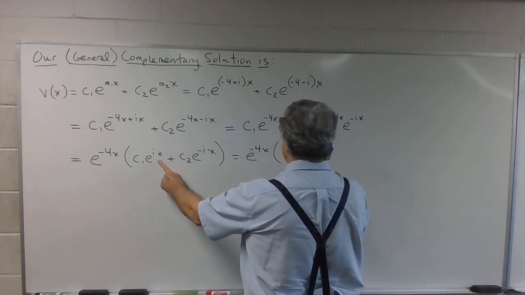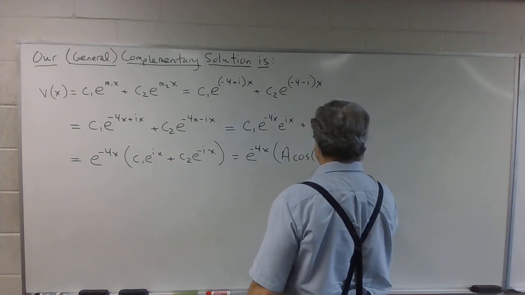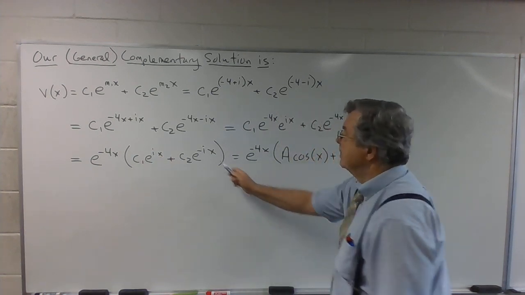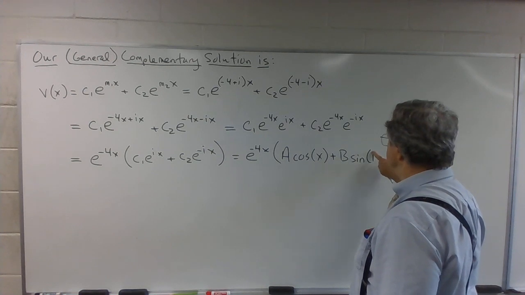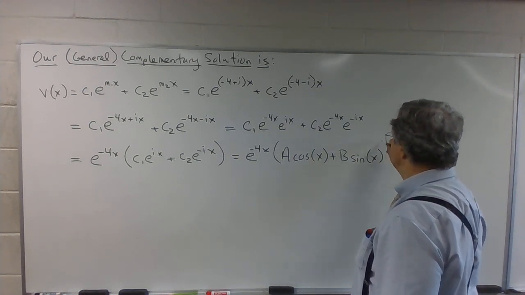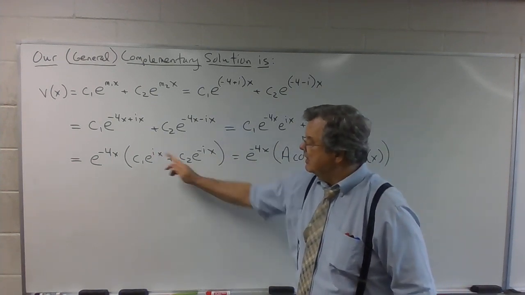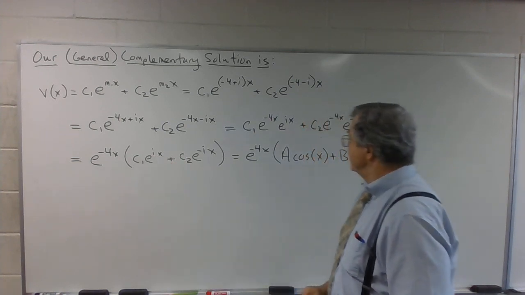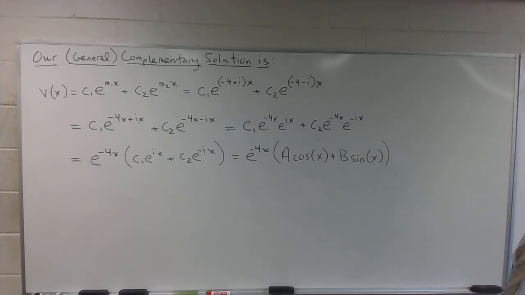This is going to be a cosine of 1x plus b sine of 1x, and I won't write the 1. Yeah, what's the real number coefficient of x in each case? It's just 1. So we get cosine of 1x, sine of 1x. You know what? I think I'm done. I think I'm done.